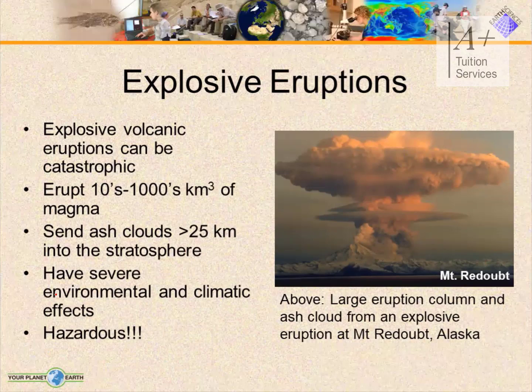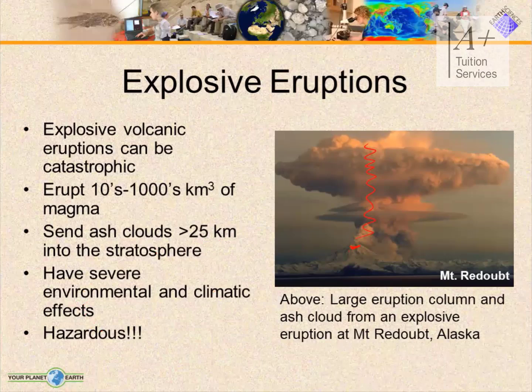It erupts tens of thousands to thousands of kilometers cubed of magma. It sends ash clouds 25 kilometers up into the air. So this is the volcano top in this picture here, and all this is the steam and gas clouds going up. So it doesn't just hamper our atmosphere, it enters the stratosphere, right? And after the stratosphere is the exosphere and then space.